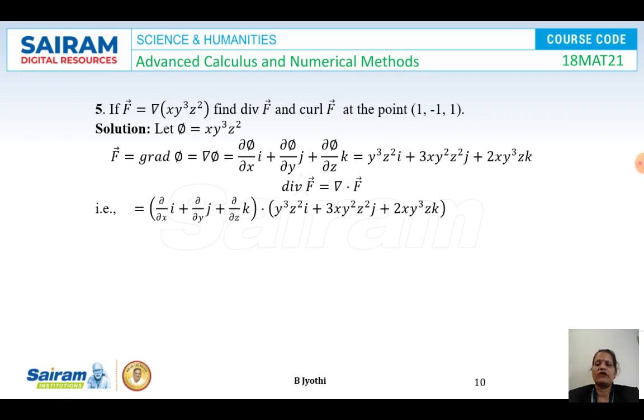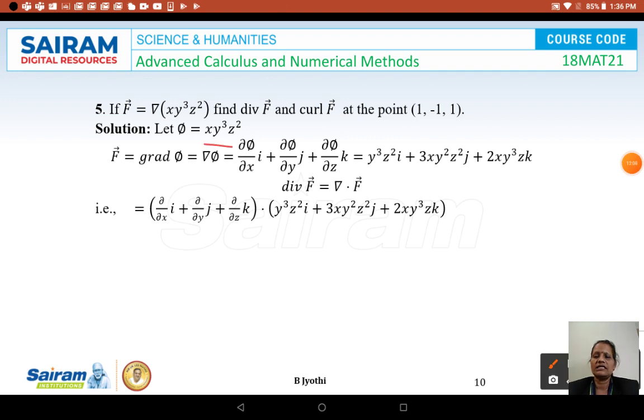Next problem. If f is equal to del of (x y square x y cube z square), then find div f and curl f at the point (1, minus 1, 1). So let us consider phi as x y cube z square, and we will consider the grad phi formula, that is dou phi by dou x, dou phi by dou y, dou phi by dou z. If we determine, we get y cube z square i plus 3x y square z square j plus 2x y cube z k.